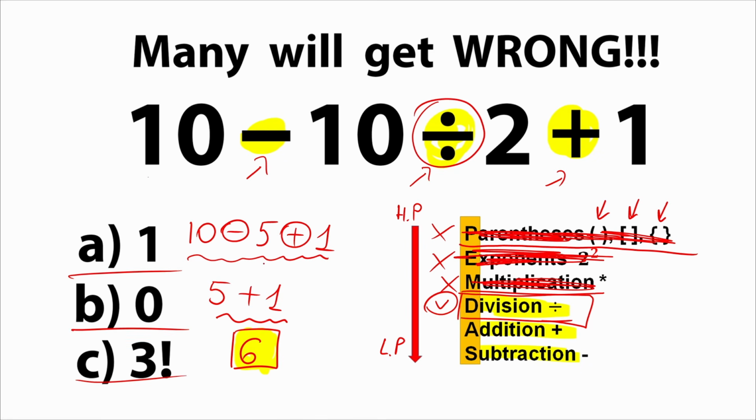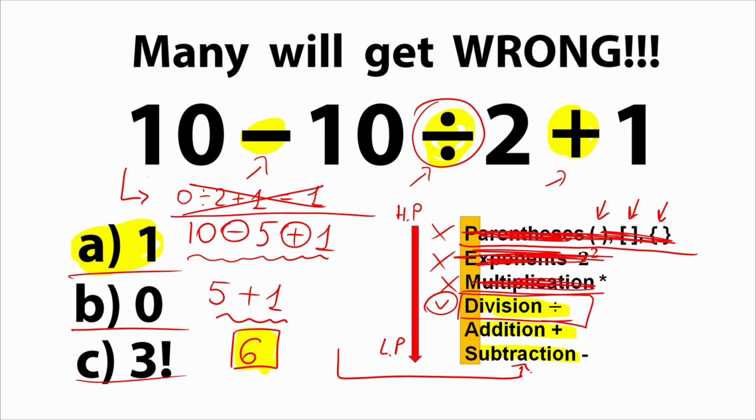So a lot of students might be thinking maybe we need to go from left to right. Let me rewrite it like a quick hint to you. Maybe a lot of students might be thinking 10 minus 10 equal to 0. So we have 0 divided by 2 plus 1 equal to 1. Maybe A is the correct answer, but 3 factorial, this is the same thing. So don't overthink. Just write this quick checklist on the right side, and every time do it according to a correct order of operations. Division first, addition and subtraction in the end. So the correct answer to our question is option C, because 3 factorial is the same thing.